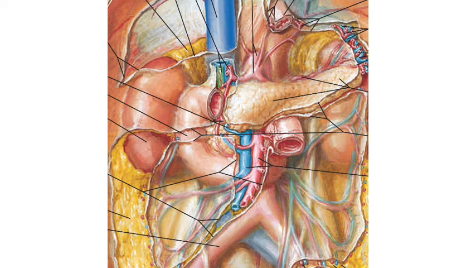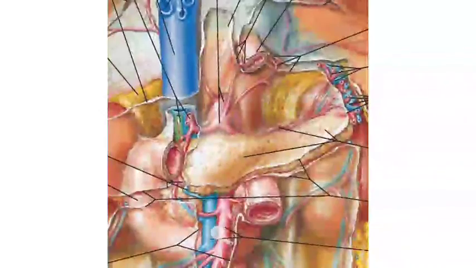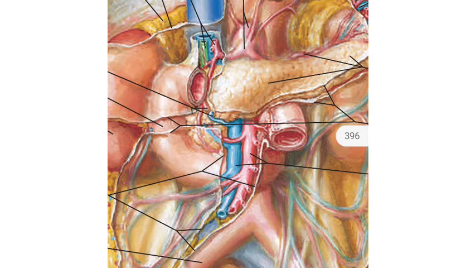Then let's see the relations in front. It is covered with the peritoneum in all this region except at the region here, which is crossed by the root of the mesentery. Then the anterior surface is crossed by the root of the mesentery, also the superior mesenteric artery and the vein. Now, behind, it is non-peritoneal and related to this region is the psoas major muscle.